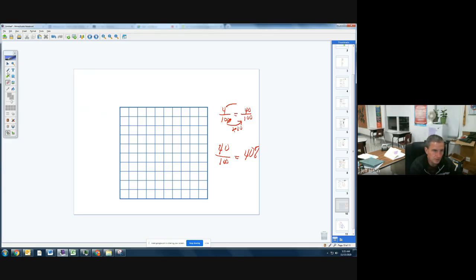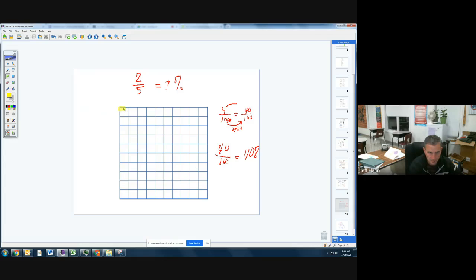What if we were talking 2/5? What if 2 out of every 5 blocks was colored in? What percent would that be? Well, let's see. We could do this. We could fill in, let's fill in with yellow this time, 2 out of every 5 blocks.